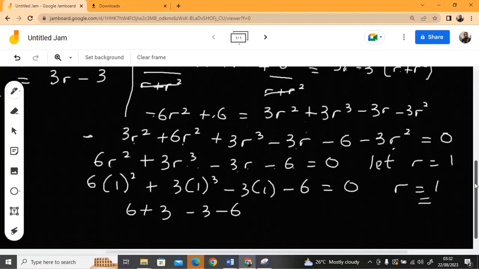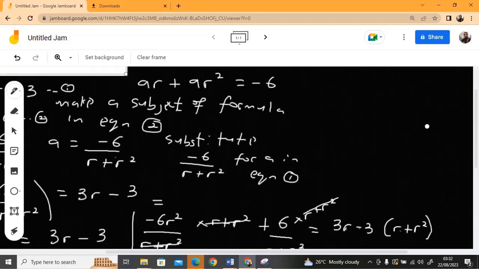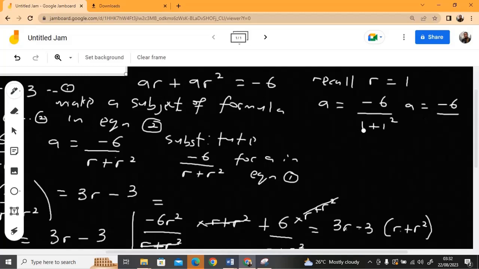So I'm now going to get a. To get a now is very easy. Since my r, you can recall from the bottom, equals 1. So using it here, my a equals minus 6 over 1 plus 1 squared. So my a now is equal to minus 6 over 1. 1 squared is 1. 1 plus 1 is 2. So my a equals minus 6 over 2, 2 here 1, 2 here 3. My a is minus 3. Did you get that now?